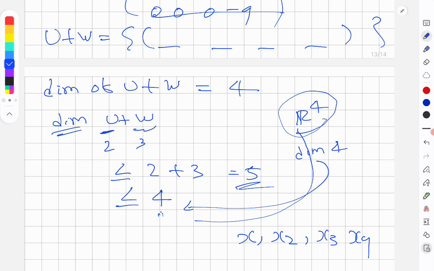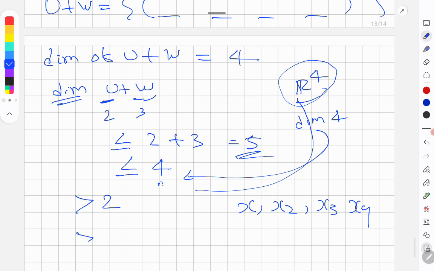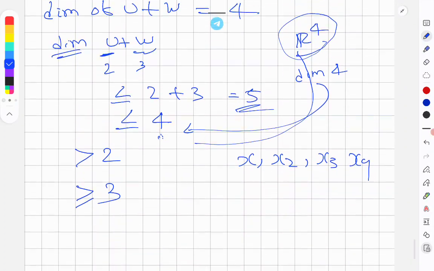Also, okay, no. It should be greater than 2. So it can be 2? No. It should be greater than or equal to 3. Okay, that's more correct. Okay, yeah. You got it? Yeah. Okay, 3 or 4. It is better, 3 or 4.